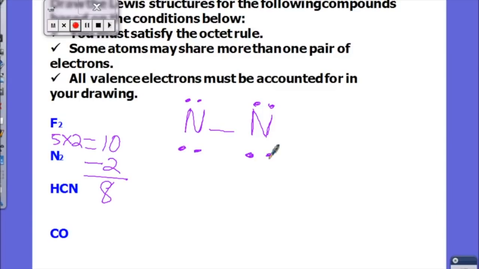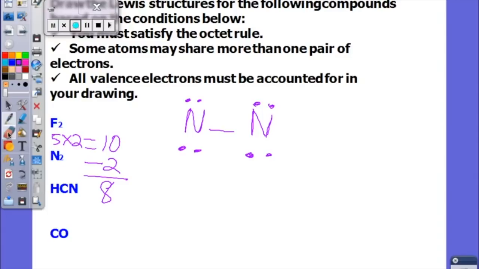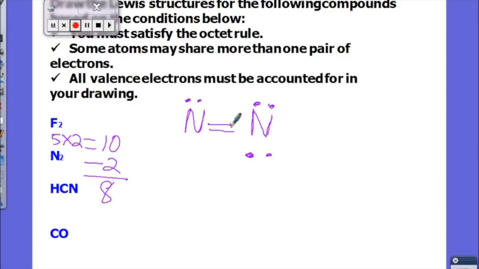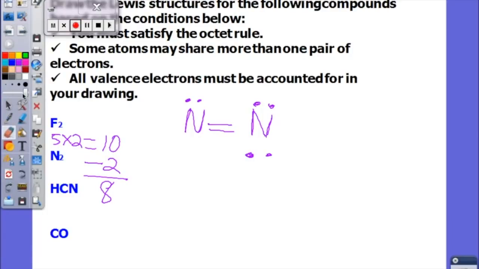But this nitrogen is not stable because it has only 2, 4, 6. So what I should do when I run out of electrons is convert a pair of unshared electrons into a pair of shared electrons. So I count 2, 4, 6, 8. This nitrogen is stable, but this one, 2, 4, 6, is not stable. So I need to go back and replace a pair of unshared by a pair of shared electrons.